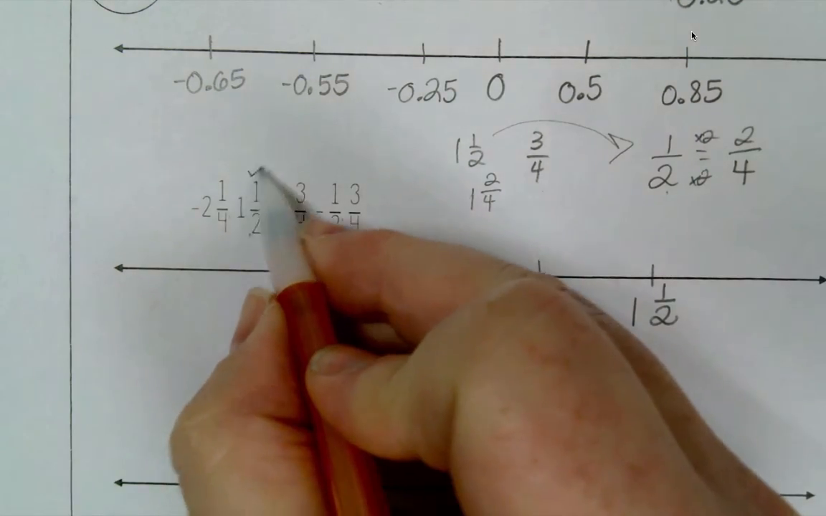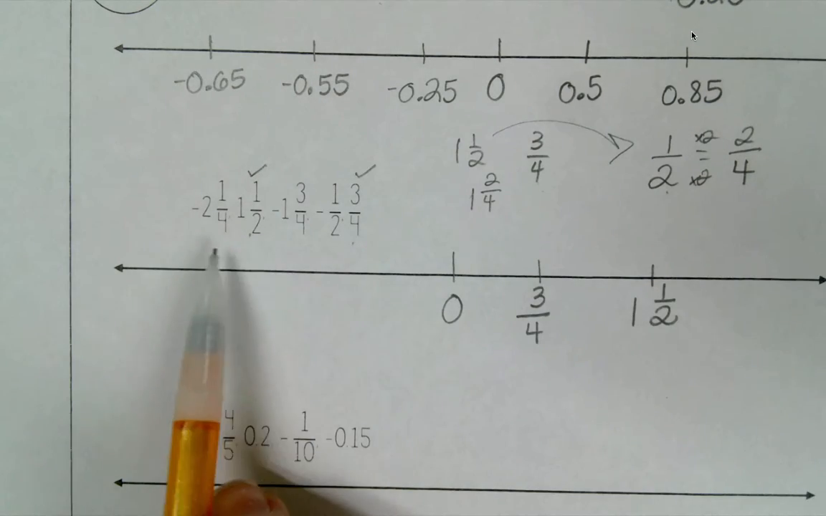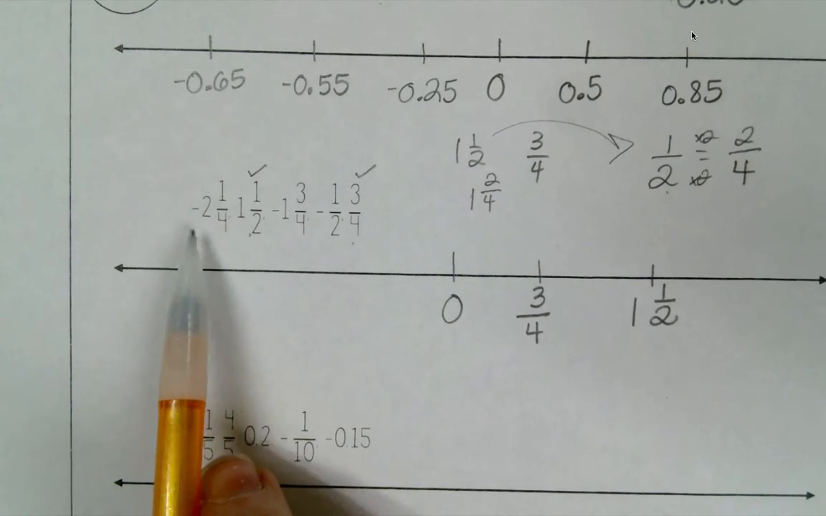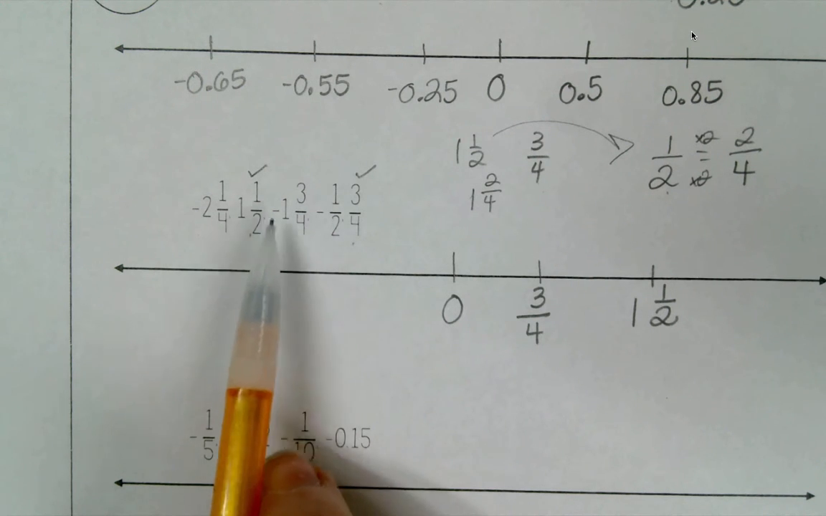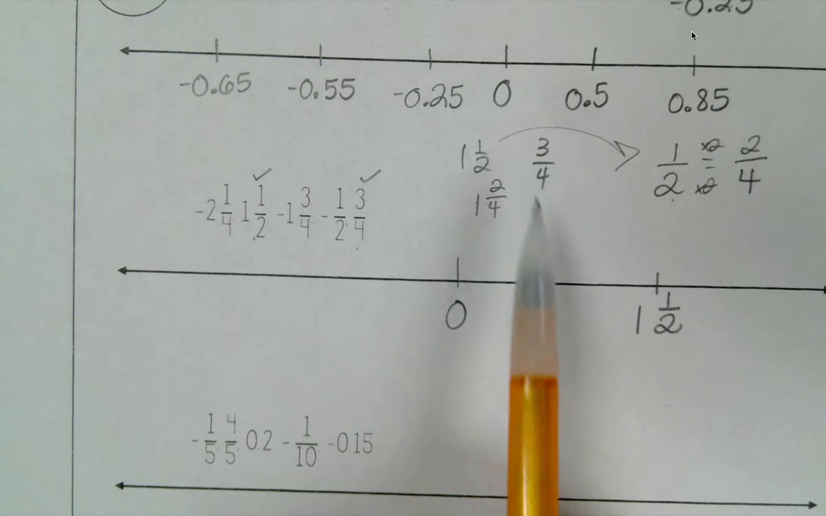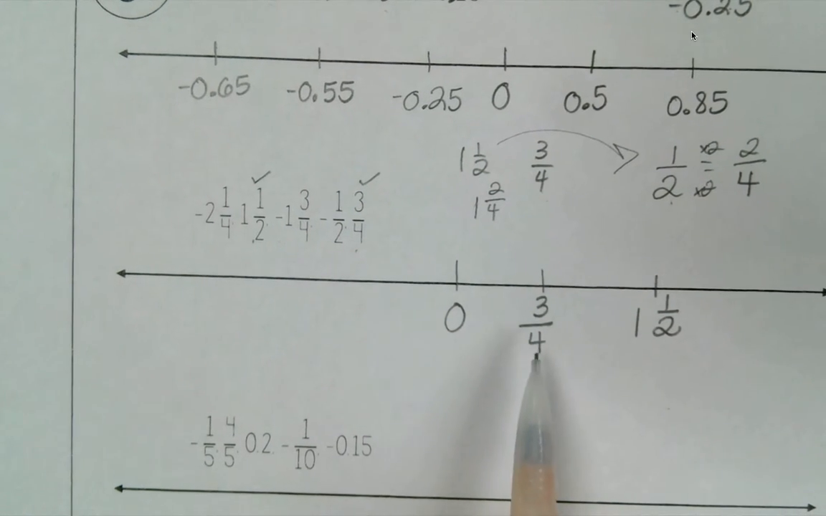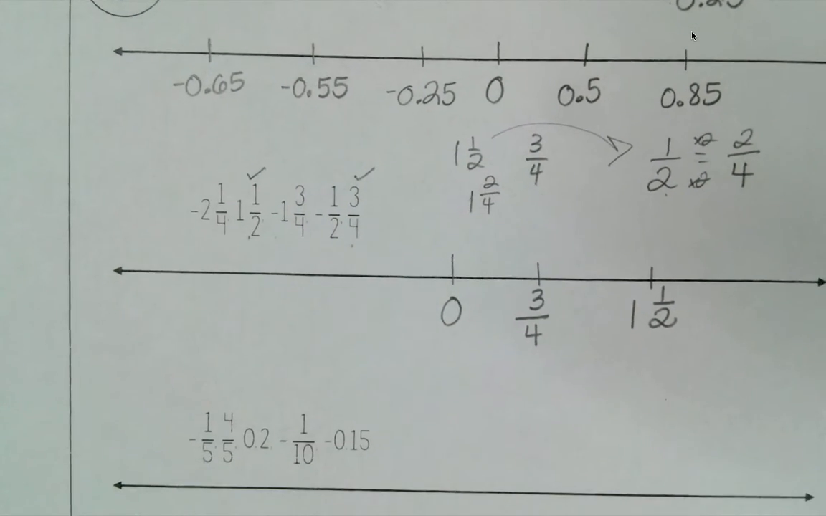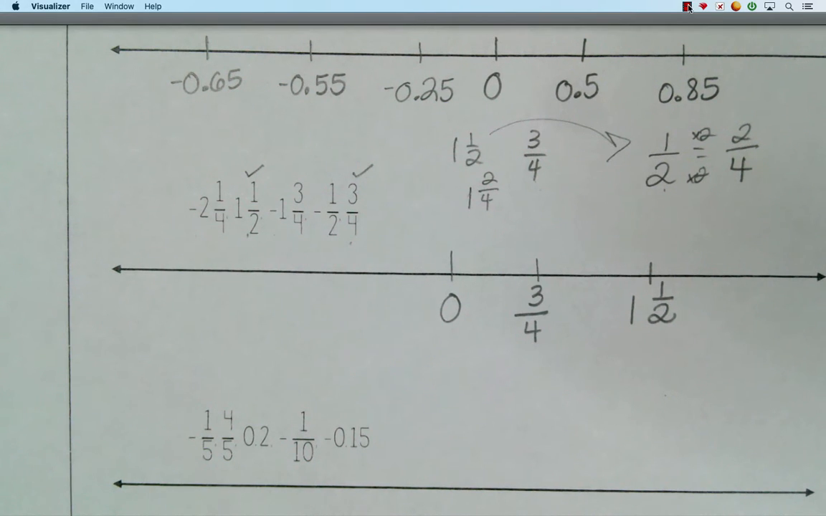So I'm going to mark off what we've used. So now I have negative 2 1/4, negative 1 3/4, and negative 1/2. Now, we did use this strategy here to write an equivalent fraction with a denominator.